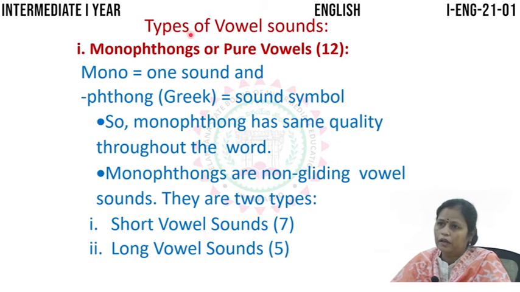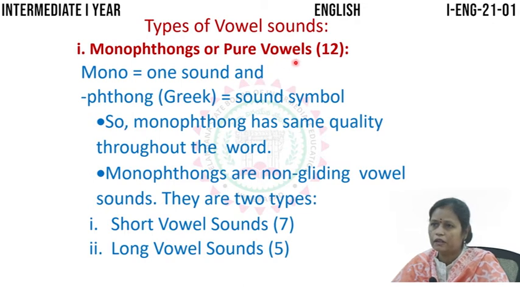And already in our classification we saw that vowel sounds are divided into 2 types: monophthongs and diphthongs. So the first type is monophthongs. These are also called pure vowels, which are 12 in number. And how has this word been derived? Let us see. The prefix mono means one sound, and the suffix thong, which has been taken from Greek, means sound symbol. So mono means one sound, thong means sound symbol.